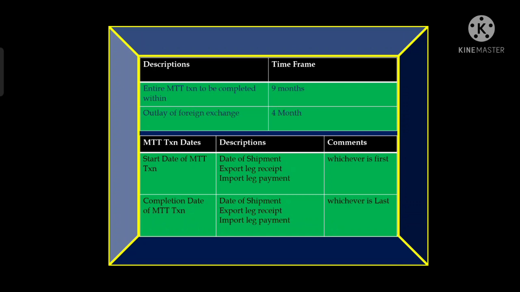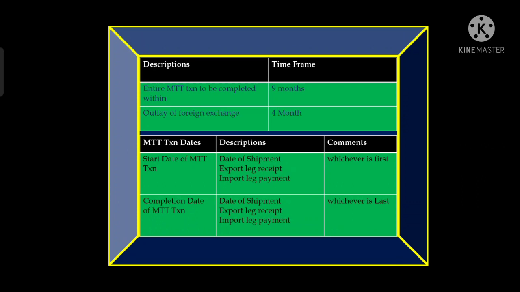If the export leg is received in advance, before the shipment happens or before making the import leg payment, then the export leg receipt date would be the starting date of the merchanting trade transaction. Or if the import leg payment is made in advance, before the shipment happens or before receiving the export leg receipt, then the import leg payment date would be the starting date of that merchanting trade transaction. Out of these three dates, whichever is first would be the starting date.